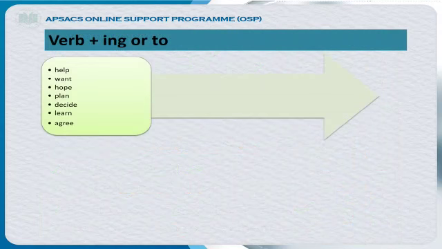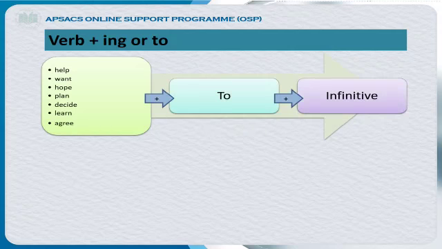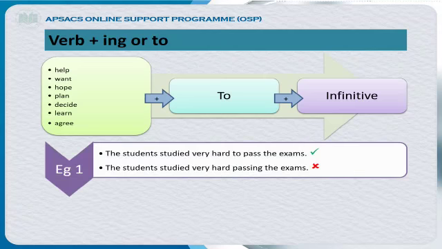Now, with some verbs like help, want, hope, plan, decide, learn, agree, the verb to plus the infinitive is used. For example, the students studied very hard to pass the exams. This will be the correct one. We will not say that the students studied very hard passing the exams. So you will know with which verb to plus the infinitive is used.